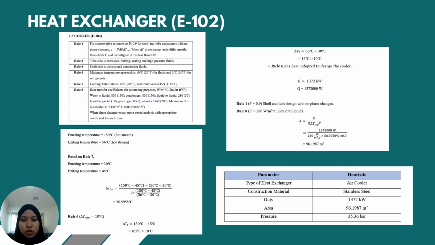Assalamualaikum and good afternoon. My name is Nurul Amira Azwa and I'll be presenting for the design of heat exchanger. So from the presented slide, we can see that to design the heat exchanger, we will use a few rules from the heuristic from the table 11.11. So the rules that has been adapted is rule 1, 3, 4, 6, 7 and 8. So after everything has been calculated, the area for the design of the heat exchanger is 96.1987 meters square.